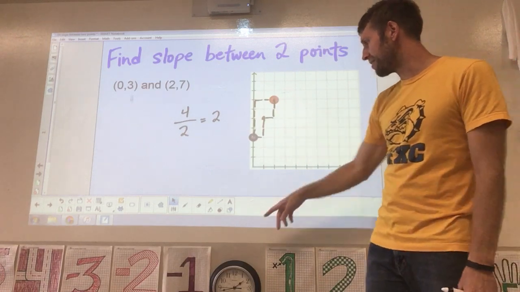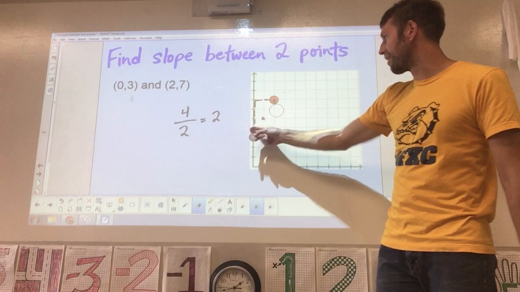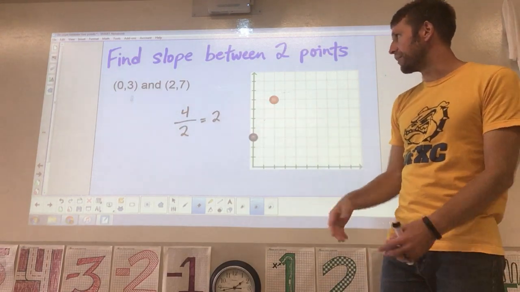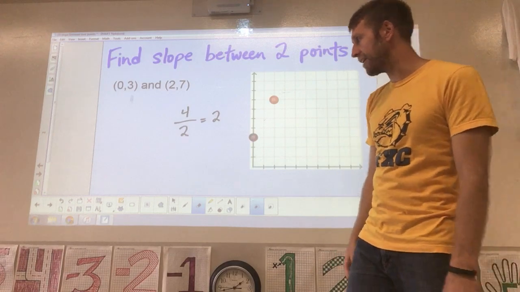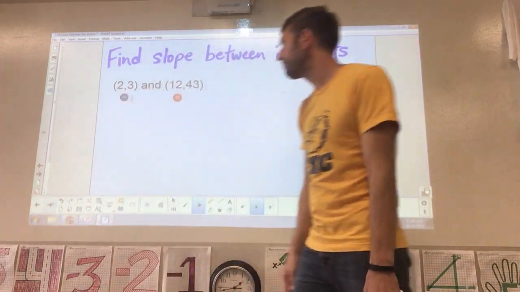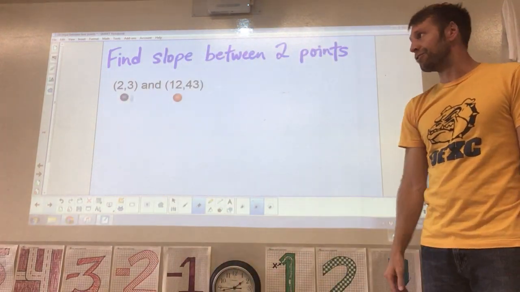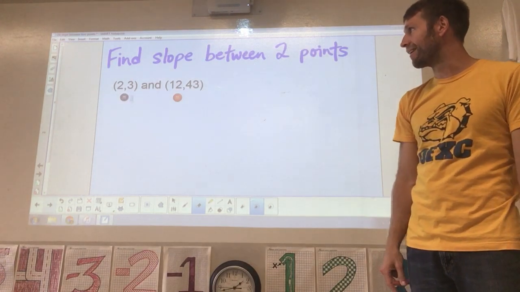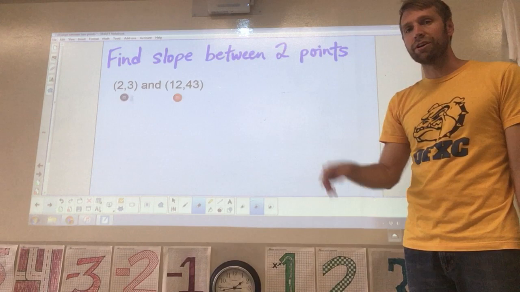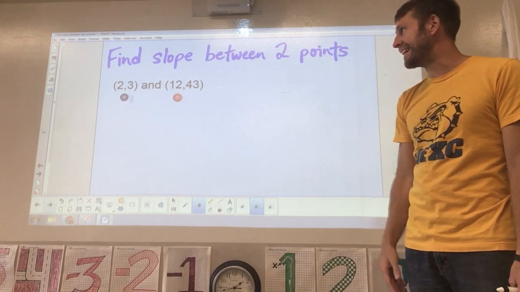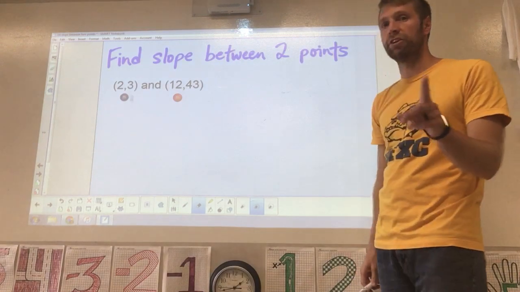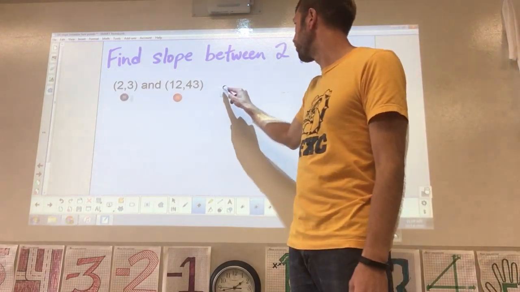So again, we have these weird connections as to rise over run that we're learning. We can see the visual. We get our slope calculating rise over run. Hopefully you see the issue here. I can plot 2, 3, but it's going to take me a while to count over 12 and up 43 spots, and I don't have a graph. I don't want to waste my time doing that. So we're going to learn a new definition for slope.